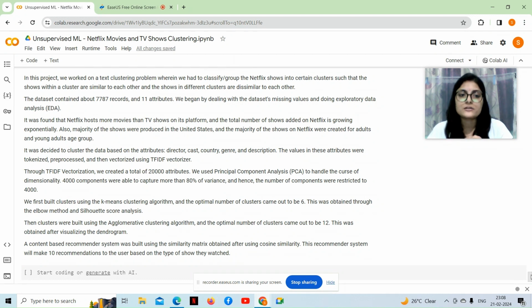Then clusters were built using the hierarchical clustering algorithm, and the optimal number of clusters came out to be 12. This was obtained after visualizing the dendrogram. A content based recommender system was built using the similarity matrix obtained after using cosine similarity. This recommender system will make 10 recommendations to the user based on the type of show they watched. So, these were the insights from this project.